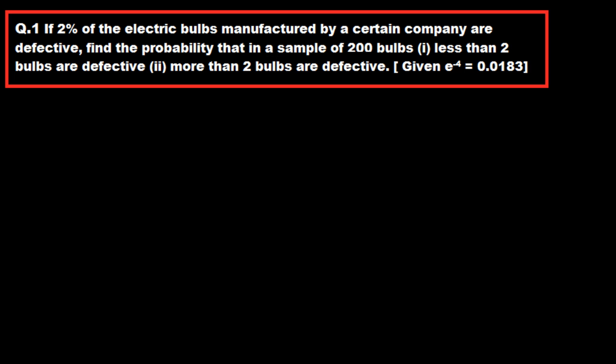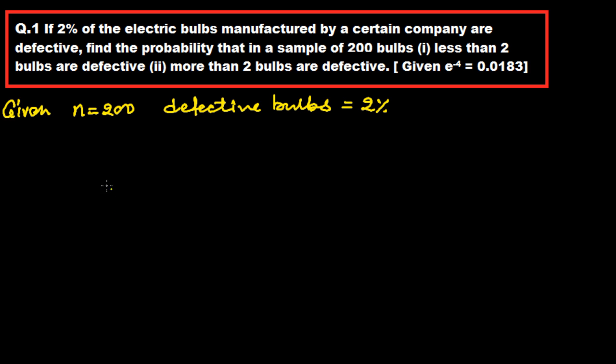So first I would like to say that the given percentage of defective bulbs is 2%, and n is 200.